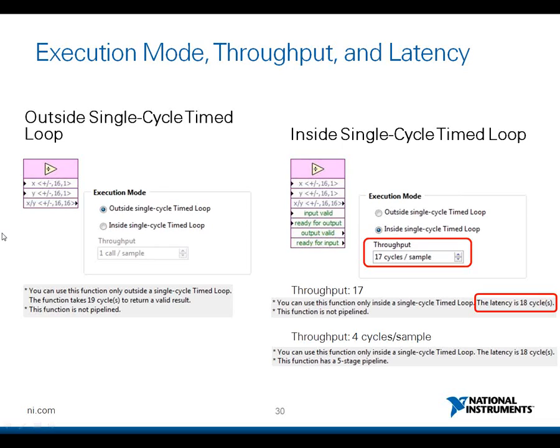Changing the throughput adds internal pipelining to the implementation. But this is not the same kind of pipelining as in LabVIEW FPGA programming. This pipelining does not increase the latency of the code.